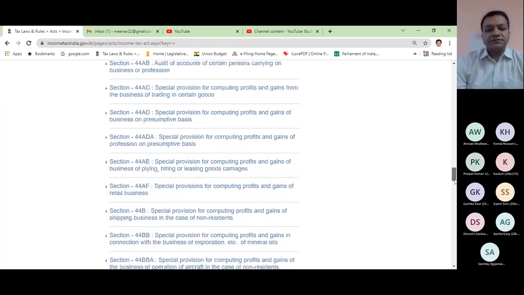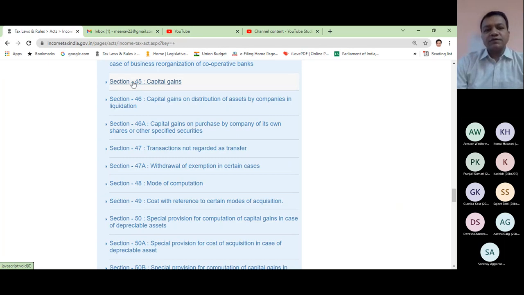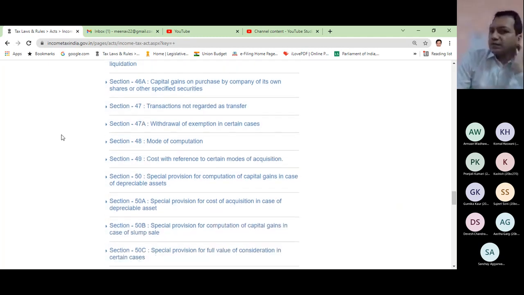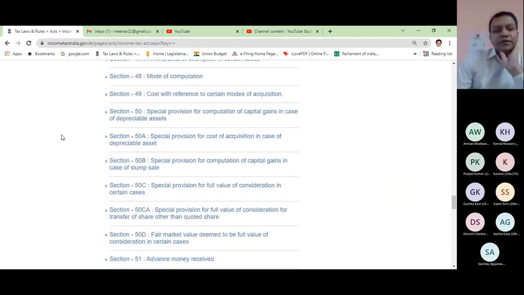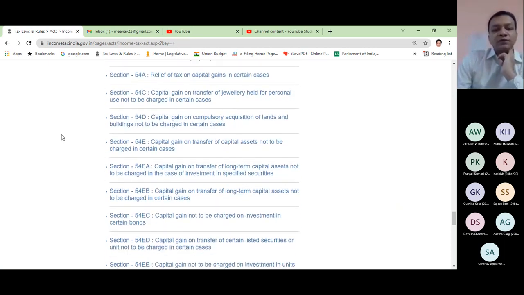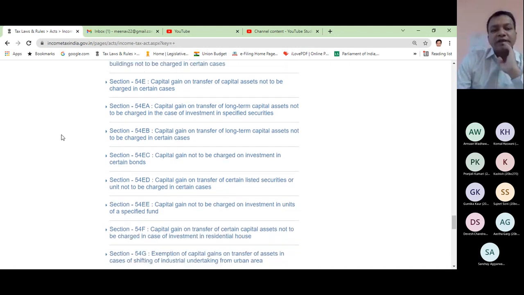Click it and I will directly go to section 45. Capital gain. This is section 45, capital gain. As you see, 45. Above 45, it was 44DD. This is the last section of PGBP. My capital gain starts from 45 and it goes on till 46, 47, 47A, 48, 49, so many sections. 51, 52, 53, 54, 54A, 54C, 54D, 54E, 54EA, EB.